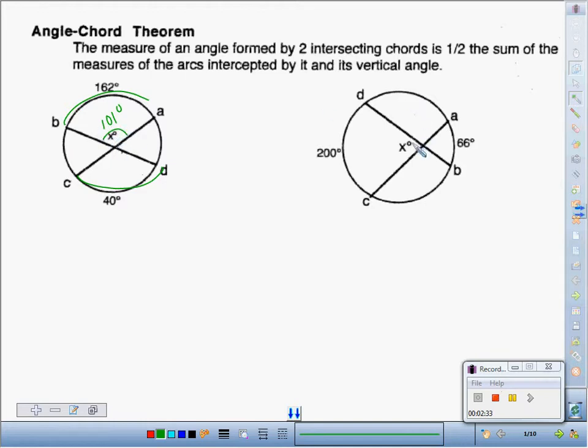So we noticed again that this angle is inside the circle and the vertex is not the center. When an angle's inside, you find the arcs that are contained by it vertically, add them together, and divide by 2. So 200 plus 66 is 266. Divide that by 2, and that's 133 degrees right there.